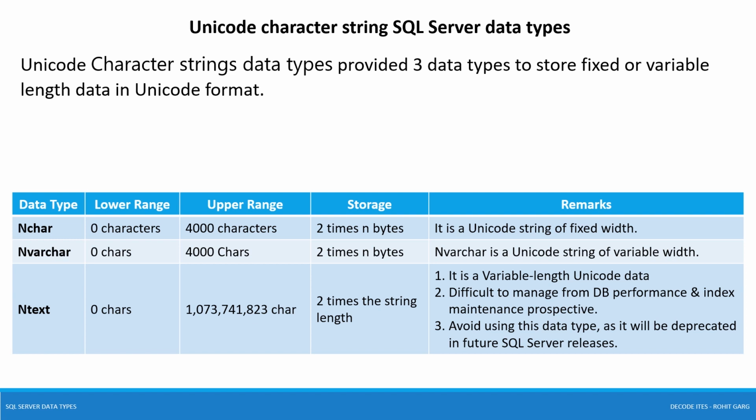For nvarchar it is 4000, for nchar it is 4000, and ntext is also half, because Unicode characters need two times the storage of non-Unicode characters. The rest of the characteristics, usability and limitations are the same for nchar, nvarchar, and ntext Unicode character string data types.